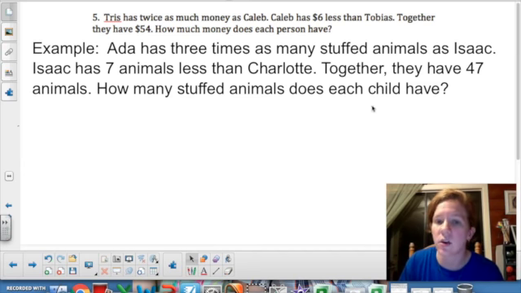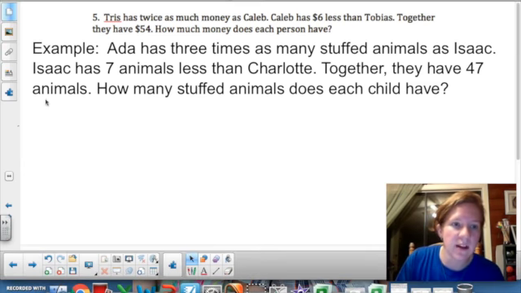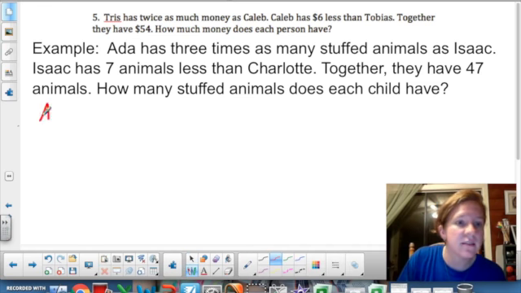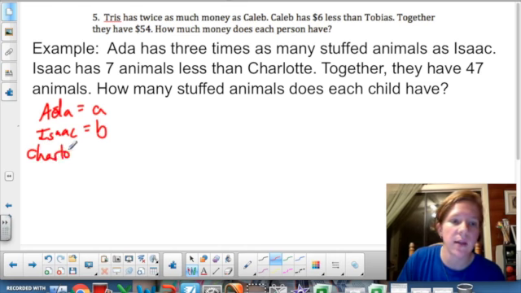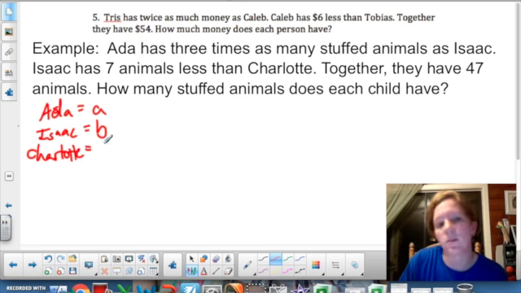It's always important to note what the question's asking you to do. That means I'm going to need to know not just how many stuffed animals Ada has, but Ada, Isaac, and Charlotte. So I'm going to start by defining some variables. Oops, I need a pen. I'm just going to say Ada's animals, that is, Ada is A. We'll say Isaac is B. And Charlotte is C. Too bad I didn't name Isaac something that started with a B.